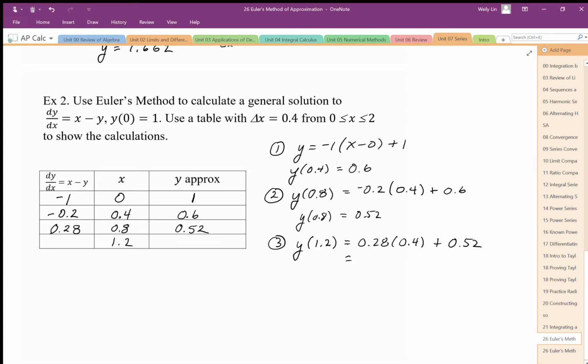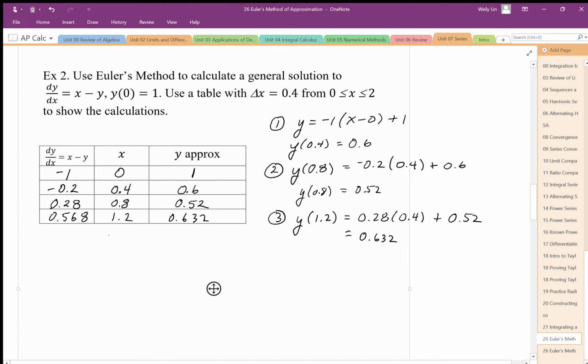Okay, so then just being careful with my calculation, double checking I've got it all straight: 0.28 times 0.4 plus 0.52. Okay, so I'm at 0.632. That's my new y coordinate. Then I'm going to use those two coordinates to calculate my new slope. 1.2 minus 0.632. My new slope is going to be 0.568. I'm going to use that new slope to calculate my next iteration at 1.6.